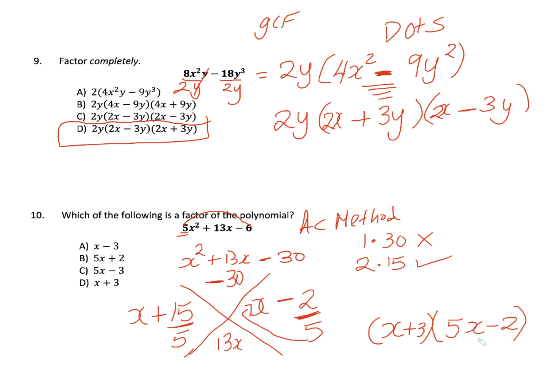Now we're going to be looking for one of these. So let's look, x plus 3. Yep, there it is. And this is your AC method, or what I call it in class, slide and divide. So here I slide, and then over here I divide.